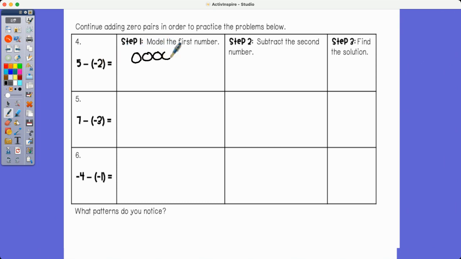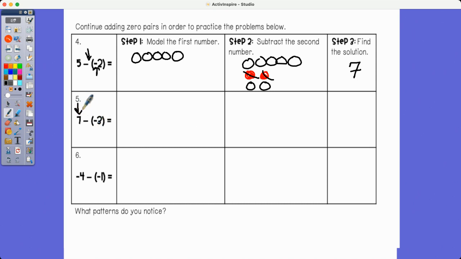So I'm going to do my 5. Why do we do this? Okay, take away negative 2. So I'm going to add 2 negatives, but if I add 2 negatives, I have to add my 0 pair, so I have to add my 2 positives. Now I'm going to take away my 2 negatives. What am I left with? Positive 7.